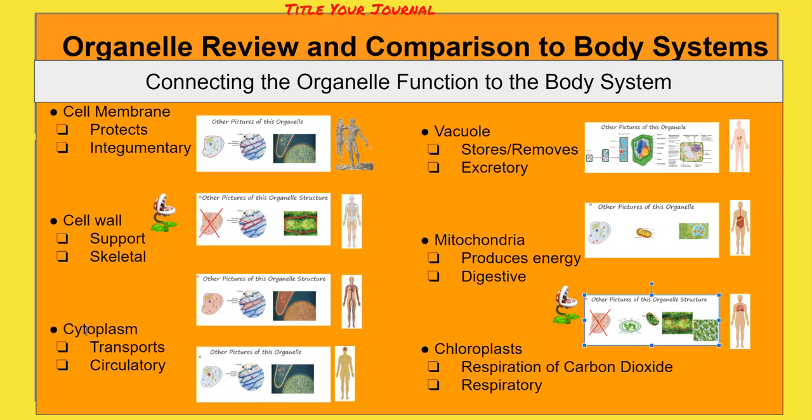The next one is cytoplasm. Cytoplasm is the gel that's inside our cells. And cytoplasm has a little different definition. It has transports instead of suspends and protects. And that's because these organelles can move around in the cytoplasm, just like the way nutrients, oxygen, and waste can get transported in our circulatory system. So cytoplasm, the function is going to be changed to transports, and we're going to compare it to the circulatory system.